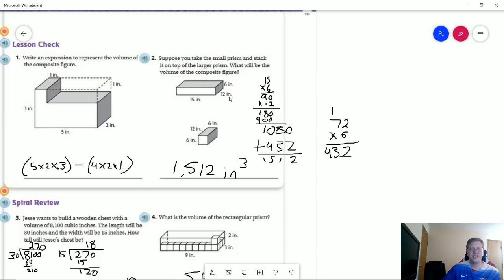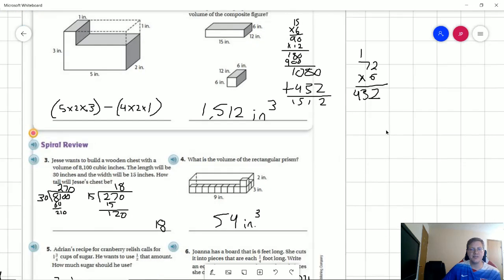Again, working with 15 times 12 times 6, that is going to give us one of our measurements, which is going to be 1,080. 12 times 36 would give us the other one, which would be 432. And then that together would give us 1512 cubic inches.